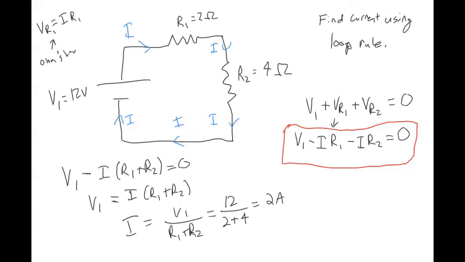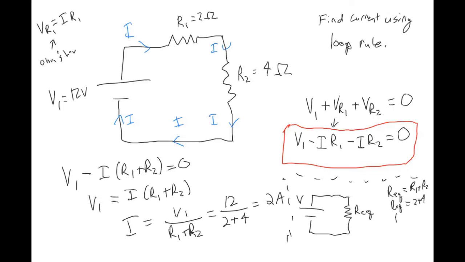So this is all mathematically equivalent to, if you start with this circuit, and let's just say instead, I wanted to combine the resistances into their equivalent resistance. The rule for equivalent resistance for a series circuit is you just add up your resistances. And then if you wanted to calculate your current, you would divide the voltage by the equivalent resistance, and you would get the same answer.